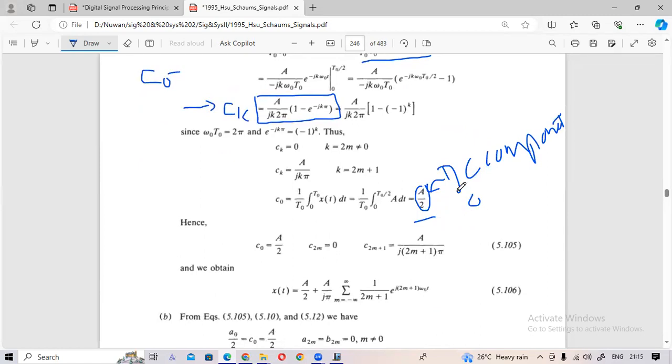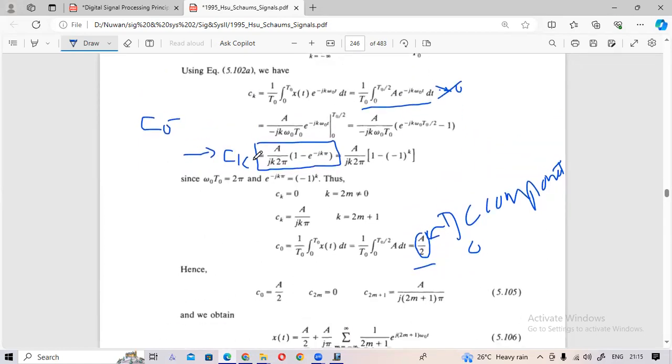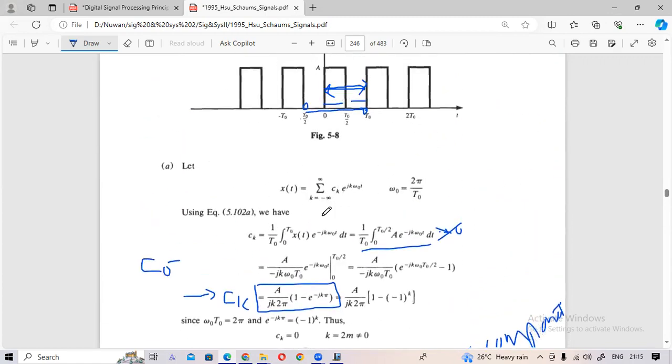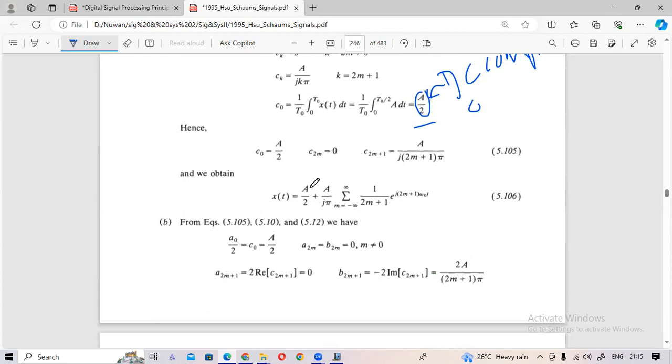Now you have a DC component. Now you have Ck. So now you can expand this x(t). This is the DC component, plus these are the other components, from minus infinity to plus infinity. Zero also can be here, because if you add 0, that will be 1. So minus infinity to plus infinity.